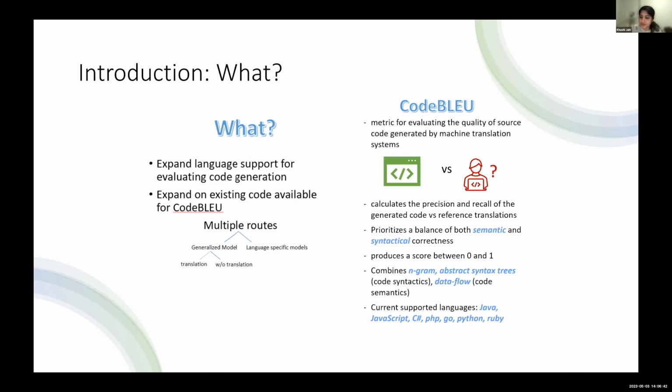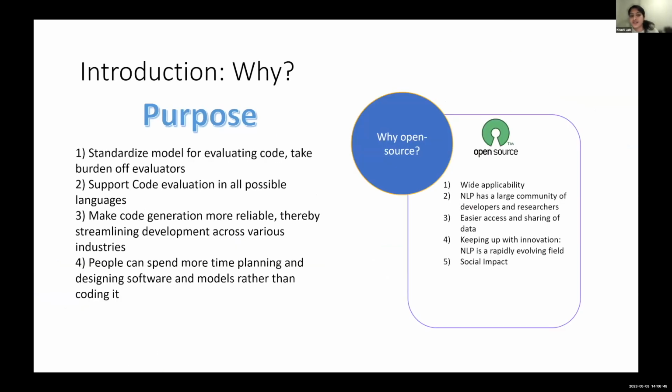And so, more about why I want to do this. Some of my goals are to standardize a model for evaluating code, because that can really take the burden off evaluators and people that want to measure how accurate code is. You won't have to hire people to constantly look through a bunch of examples of code, because you're ensuring that this model has some reliability. And then, as I said, I want to support code evaluation in all possible languages, not just a restricted set.